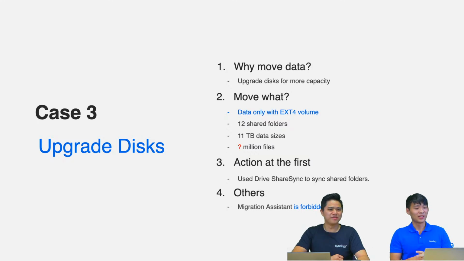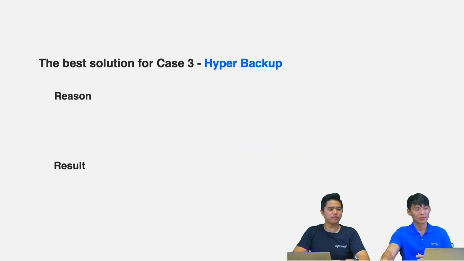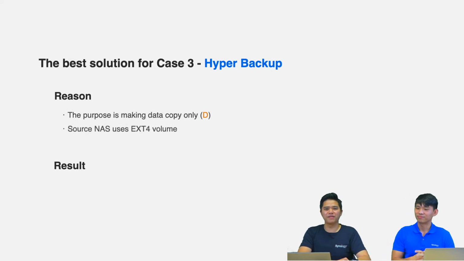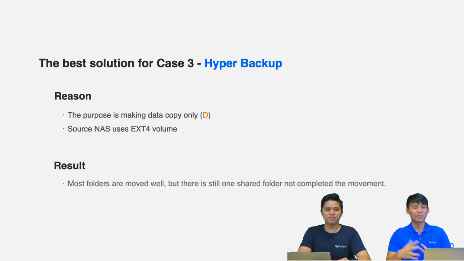Okay, well, let me provide some clues for you. First, the purpose is making a data copy. So the user can just use Snapshot Replication. But those NAS use ext4 volume. Oh, my bad, I forgot it. So he can use Hyper Backup. Good. Hyper Backup almost finished these jobs.